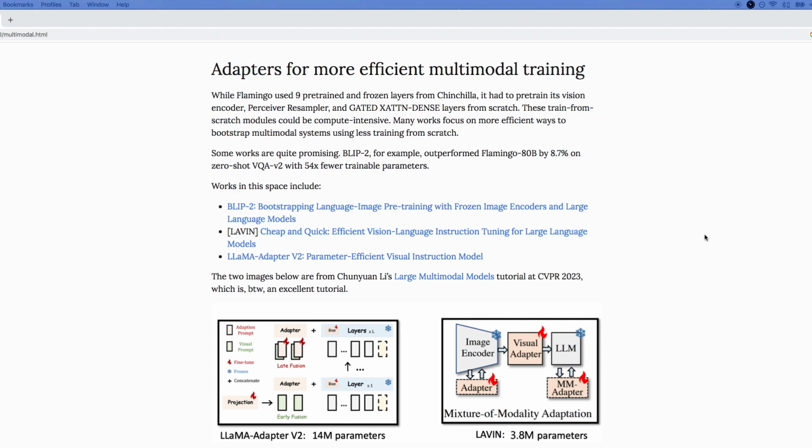Adapters for more efficient multimodal training. While Flamingo used 9 pre-trained and frozen layers from Chinchilla, it had to pre-train its vision encoder, perceiver resampler, and gated cross-attention dense layers from scratch. These train-from-scratch modules could be compute-intensive. Many works focus on more efficient ways to bootstrap multimodal systems using less training from scratch. Some works are quite promising.